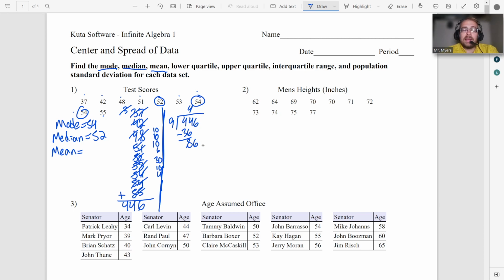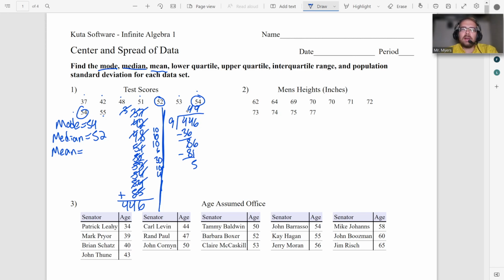And then 86, how many times does that go in? Well, it goes in 9 times. 9 times 9 is 81. Subtract, you got 5 left over. So at this point, you can try to turn it into a fraction, or you could just turn it into a decimal by continuing and then round it at some point. Either way, anytime you're dividing by 9, whatever the remainder is, it's that repeating.